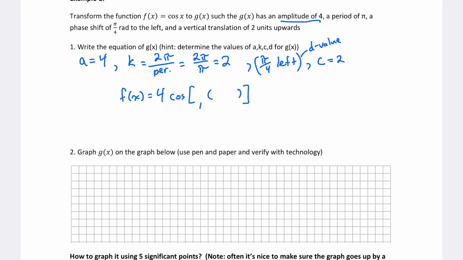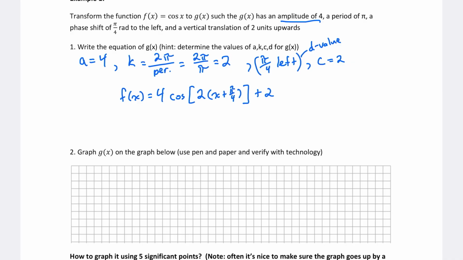Okay, right here we're going to put in our k value, which is 2. We're going to put x. And now we're looking to shift left. So remember, to go left, we're going to add. So we're going to go plus pi over 4. And then the last number here is plus 2. Okay, so that's our equation.